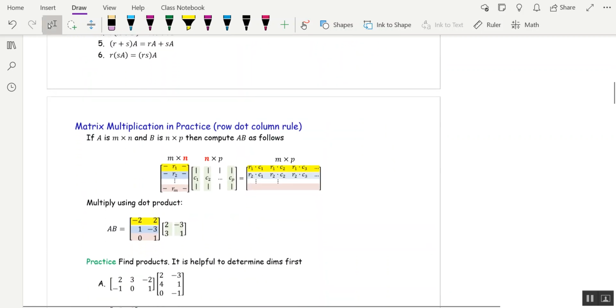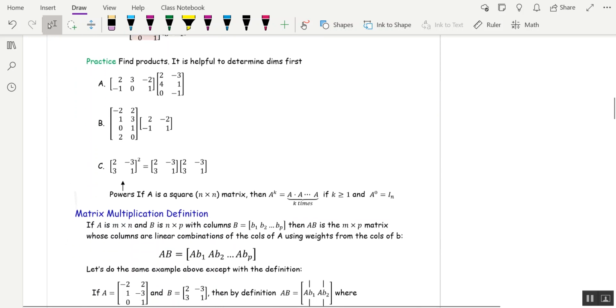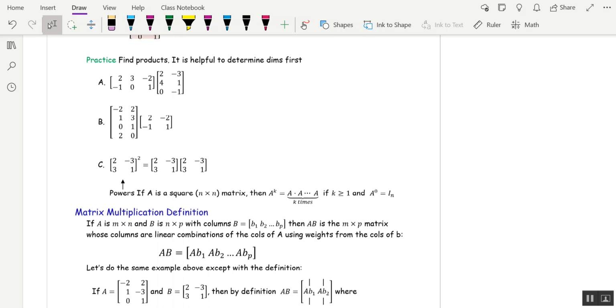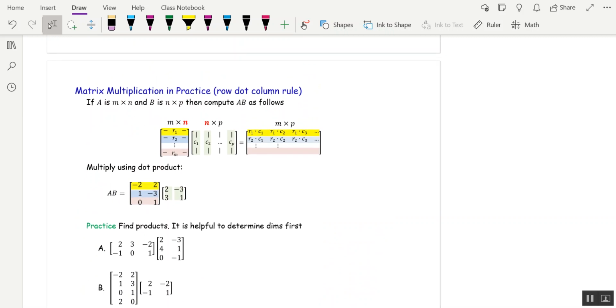Matrix multiplication is going to come in two parts. One, how we're going to do it in practice. That's what I call the row dot column rule. So dotting the rows with the columns. So this is an extension of how we multiply a matrix times a vector. So there should be no surprise there. And then the second part is the definition of matrix multiplication, which we will use in theory, but not in practice. So here's how the dimensions work.